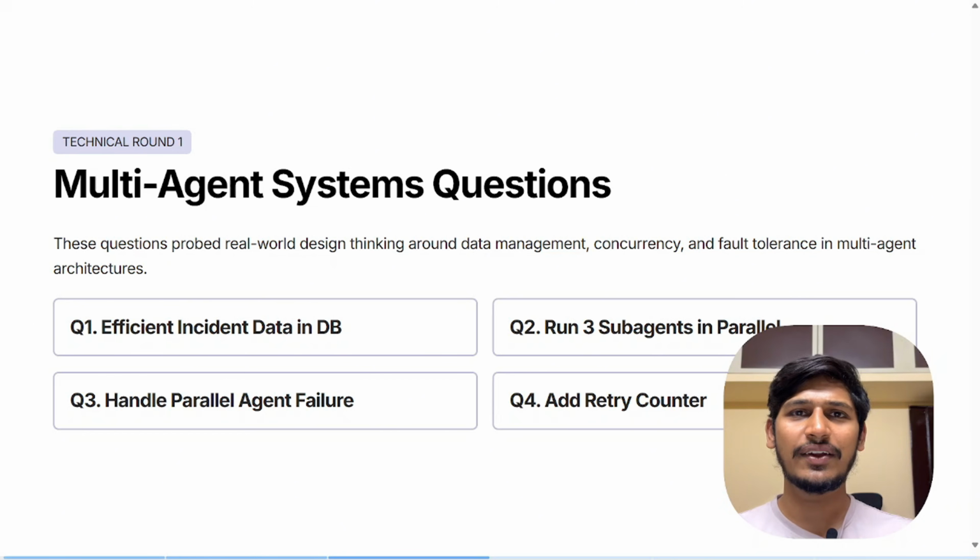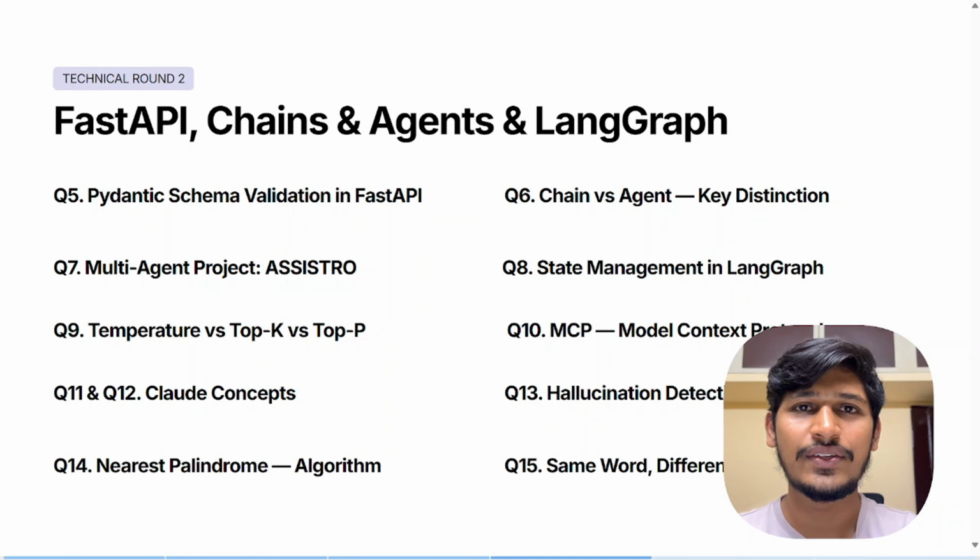And the next question goes like, how will you handle the retry mechanism in agents? We can explain the concepts of retry counter, and we can retry until the max retry is reached. And we can return the failure response if all retry attempts have failed. Here they have covered the most number of questions on FastAPI, chains, agents and LangGraph. Here we can explain the concept of Pydantic BaseModel, and FastAPI will be automatically validating the requests.